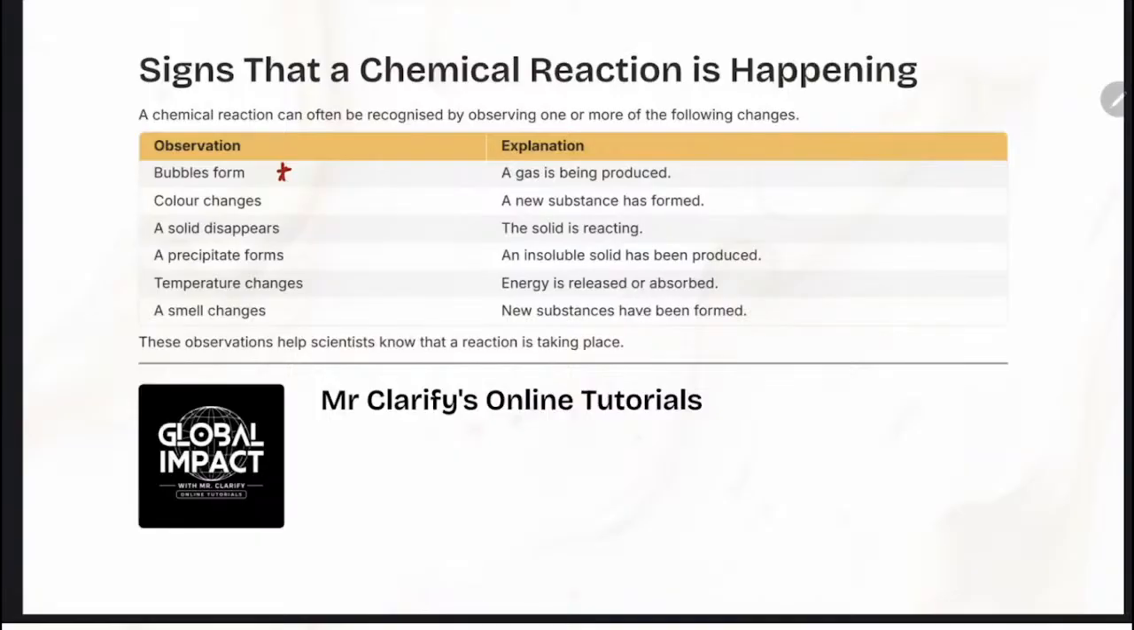If you see colors, the color changing, a reaction is happening. If you see a solid disappear or a solid forming, that means a reaction is happening. If you see the temperature of a reaction changing, that means the reaction is happening. If you see the smell changing, so smell, temperature, solid can form or disappear, color can change, bubbles can form. All these are signs that a reaction is happening.